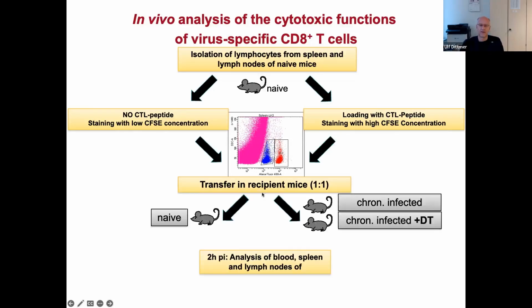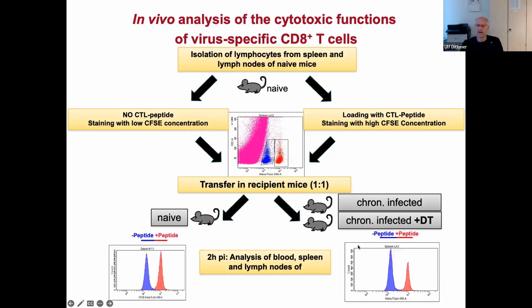And then you transfer them into your animals of interest, chronically infected mice or chronically infected mice in which the Tregs were depleted, or naive animals as control. And what you can then follow is the killing of this population of cells. So you have to transfer them in, and then you have to kill the mice after a couple of hours, and then analyze the number of cells that you find in these animals. And that gives you, in the comparison between these two populations, a direct number of killed cells. So this is the situation.